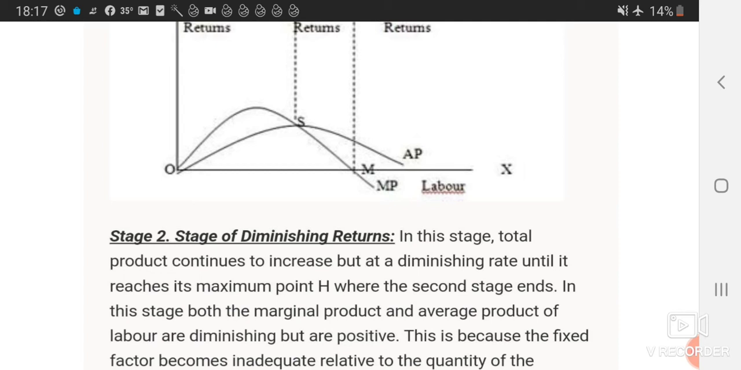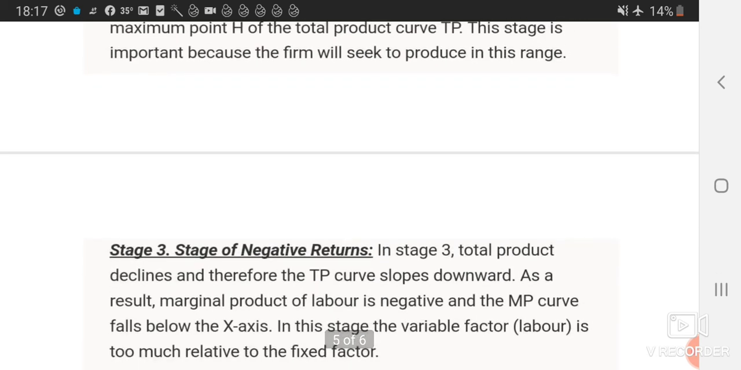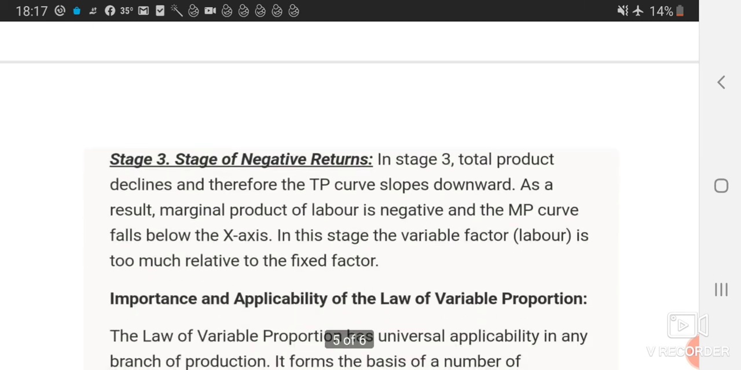In this stage, total product continues to increase but at a diminishing rate until it reaches its maximum point H, where the second stage ends. So it comes to 18, which is the maximum point of total production. Then this is the negative return. In stage 3, total product declines and therefore the TP curve slopes downward. As a result, marginal product of labor is negative and the MP curve falls below the x-axis.